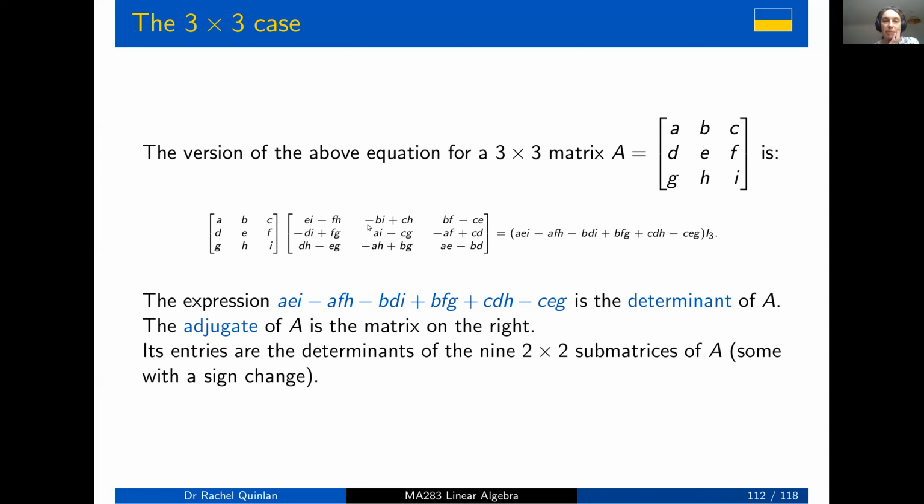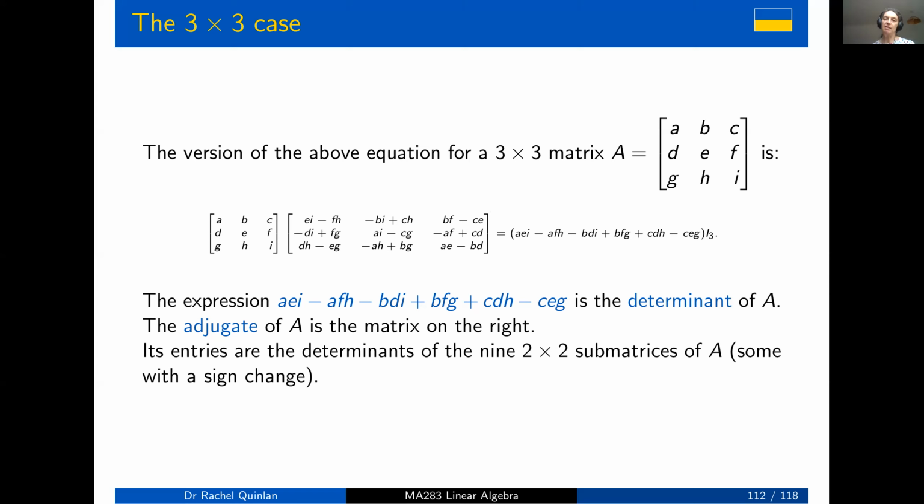Top in the center position of the first row here in the adjugate of A, we have the product CH minus BI. That is minus the determinant of the submatrix of A consisting of the entries B, C from row 1 and H, I from row 3, and so on. Each of the 9 expressions here you can check is either plus or minus the determinant of a 2 by 2 matrix that remains when a row and column are deleted from the matrix A. So this is consistent with the 2 by 2 case, although it's not obviously true.